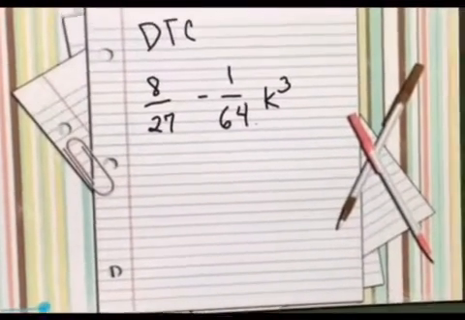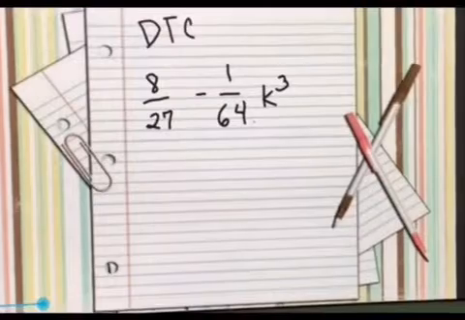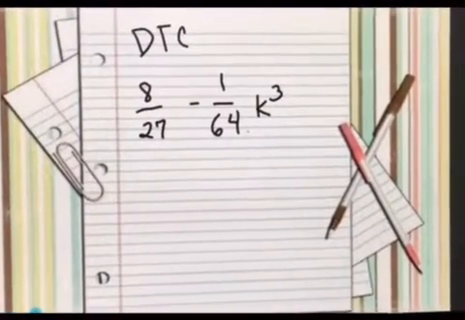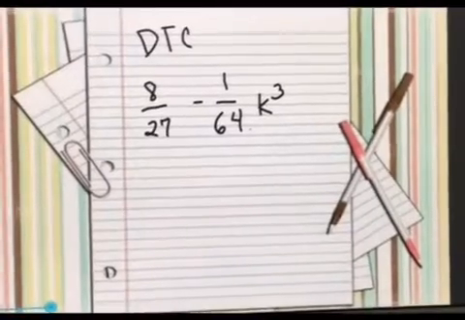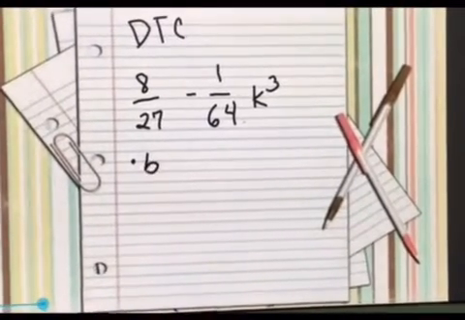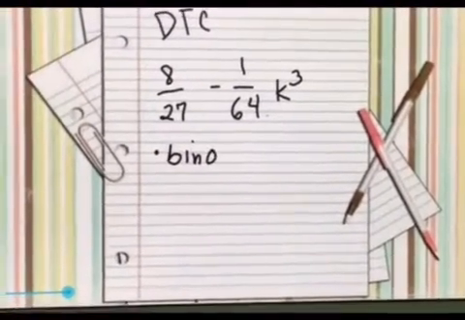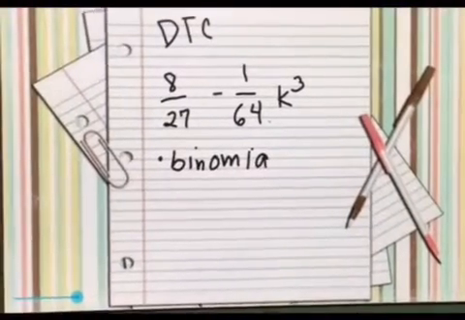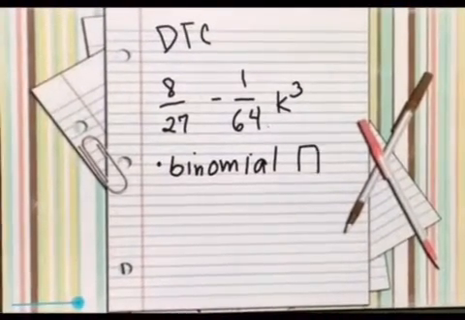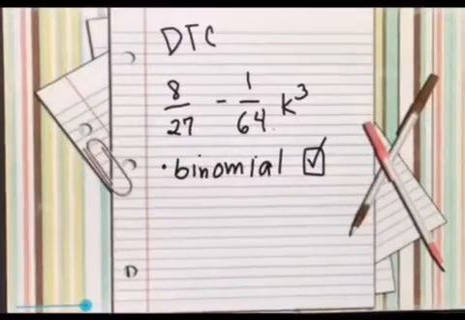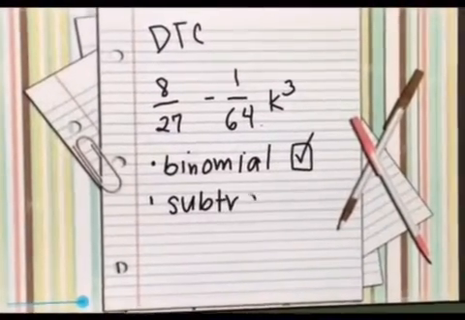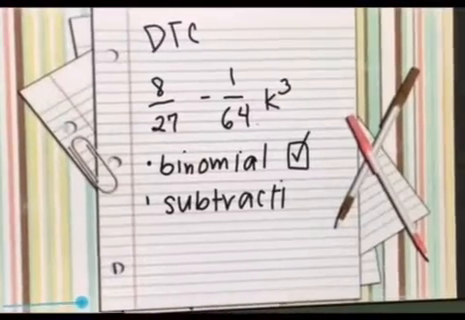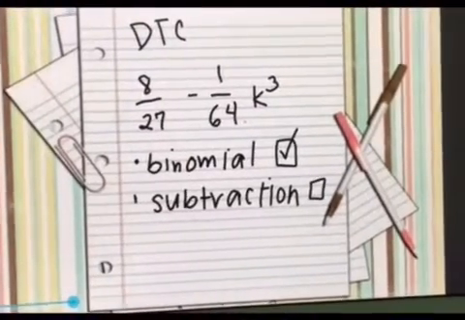Now, how are you supposed to know if you can solve this problem by factoring it out using DTC? Well, there are several conditions, and the first condition is that it has to be a binomial. Is it a binomial? Yes, so check that. Second, it has to be separated by a minus sign. Is it separated by a minus sign? Yes, it is, so check that too.